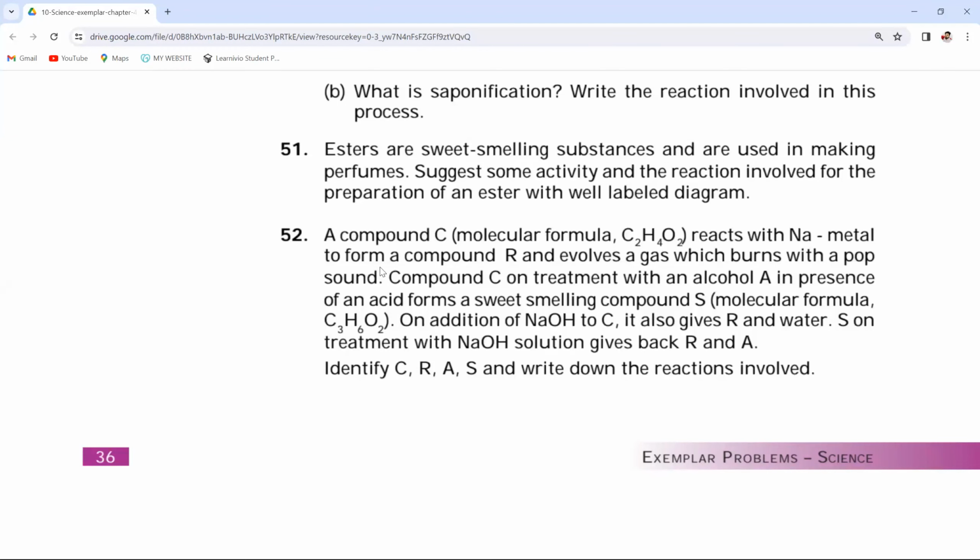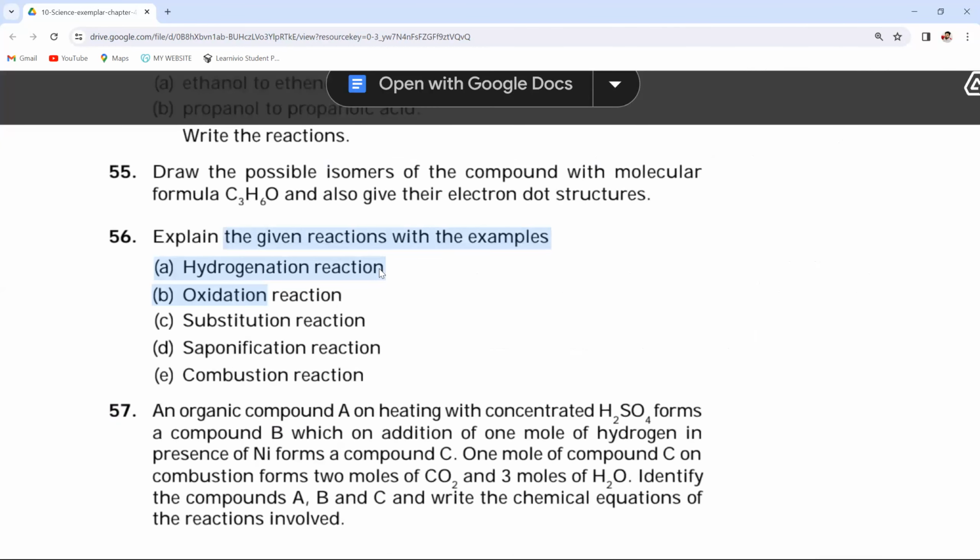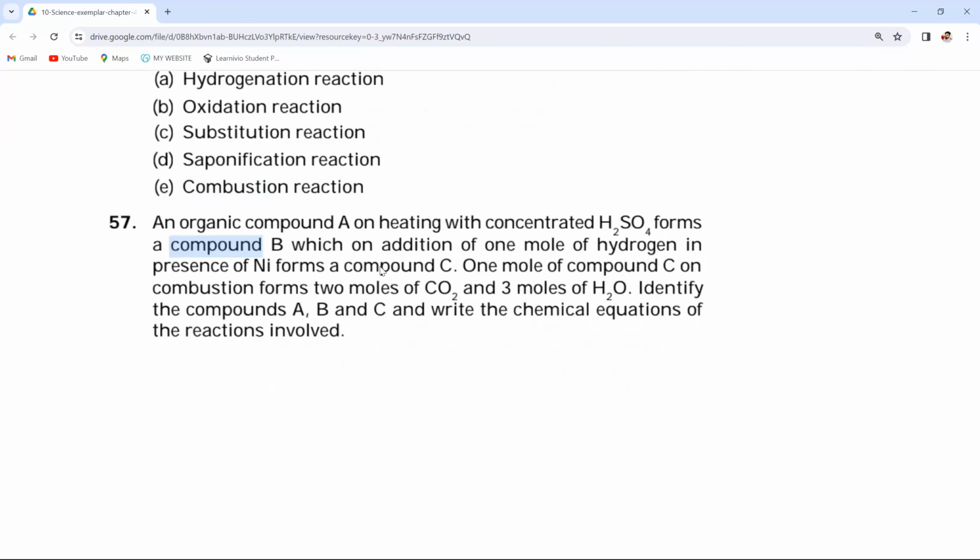Sir, we did this in the last class, sir. You did this question in the last class? Yes, sir. Last chemistry class, we did this question. Okay. Let's have the next question first then. Do this question number 57. So we did this also. You did this? Yes, sir. Sure. Yes, I have written it down.